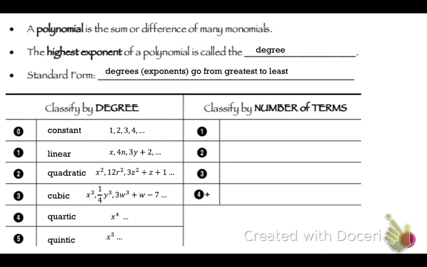Now, you can also classify these by number of terms. So 1 is monomial, so there's only one term. 2 is binomial. 3 is trinomial. And then after that, we just call them polynomials. Okay, so we only really classify monomial, binomial, and trinomial.